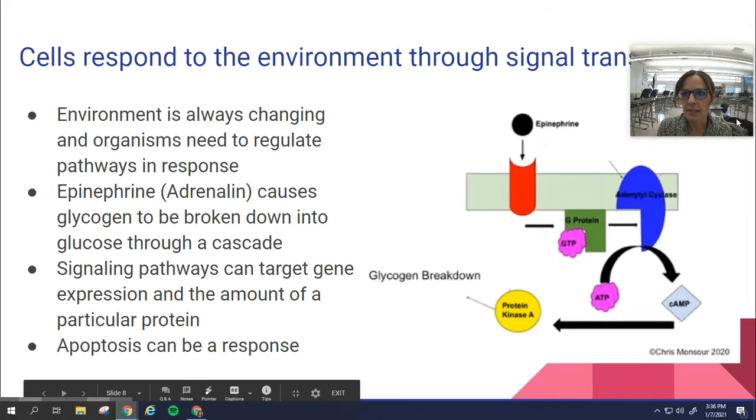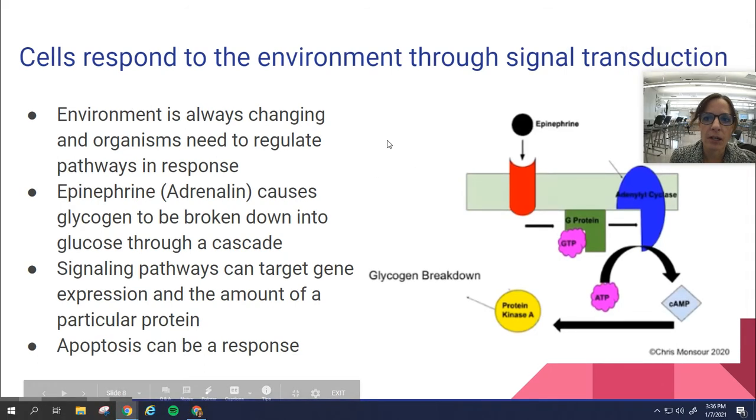Okay, so cells respond to the environment through signal transduction. So this is epinephrine, just like we talked about. So remember, the environment is always changing, and so organisms need to regulate pathways in response to that. They need to change as well to adapt to the environment. So epinephrine or adrenaline causes glycogen to get broken down. And remember, glycogen is just a bunch of glucose molecules that are bonded together, and that's the way we store glucose.